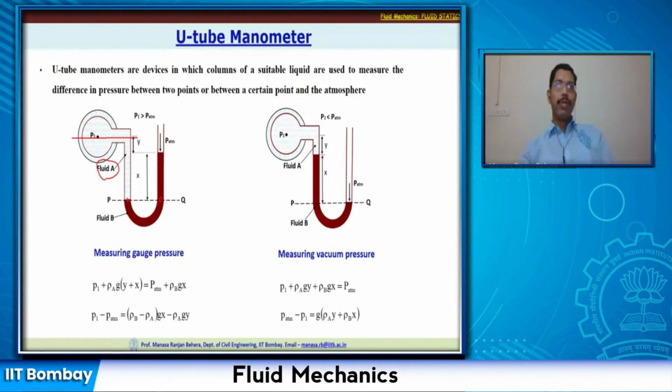Now what is the pressure at this point Q? That is nothing but your atmospheric pressure here, P atmosphere, plus the pressure due to the weight of this liquid. That is rho B, which is the density of fluid B, multiplied by g multiplied by x, the distance. So this expression we could write by equating the pressures along this line. Now if we resolve this, we can write P1 minus P atmosphere is equal to (rho B minus rho A) g x minus rho A g y. Anyway, this is not difficult, so you can always write and resolve.